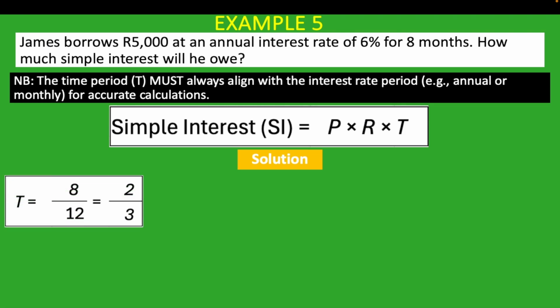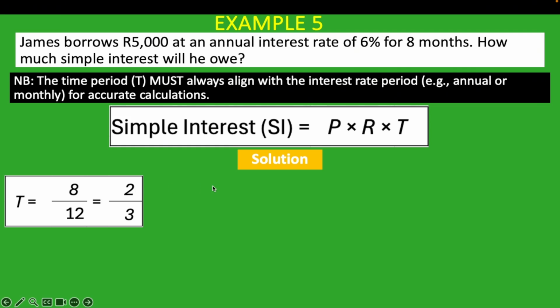And so here's how it's going to look. The time period is 8 divided by 12, or 2 over 3. So we know that 8 months is how many years? It's 2/3 of a year. Otherwise, if you want to convert it to decimals, it's 0.67 years, if of course you round it to 2 decimal places. But we'll leave it here as a fraction. It's going to be 2 over 3. So how many years are we dealing with here? It's 2/3 of a year.